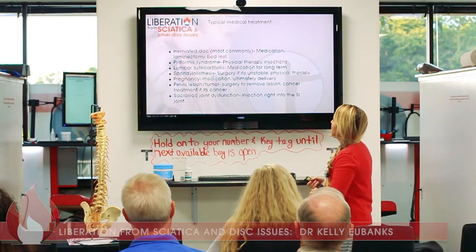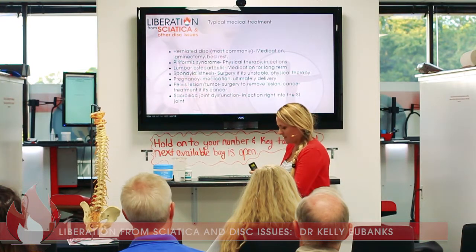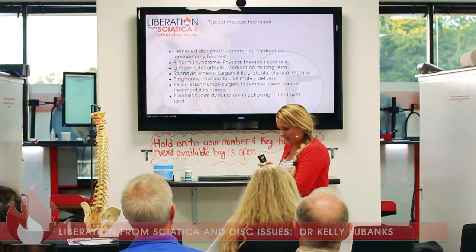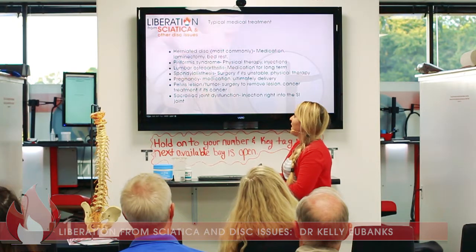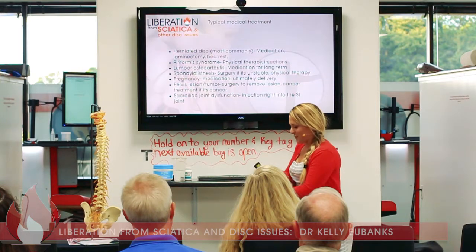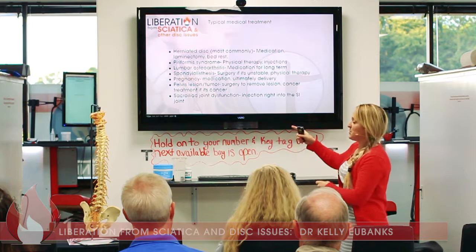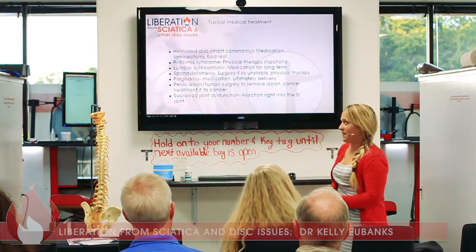Spondylolisthesis, surgery if it's unstable. So spondylolisthesis is where the spine slips off of each other, like falls off a cliff. And obviously sometimes that needs surgery. If you keep going forward, your spinal cord is going to be pressed on and maybe even severed. So if this happens due to trauma, that's a lot of times going to need surgery.